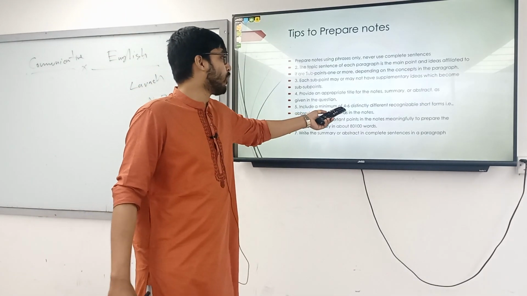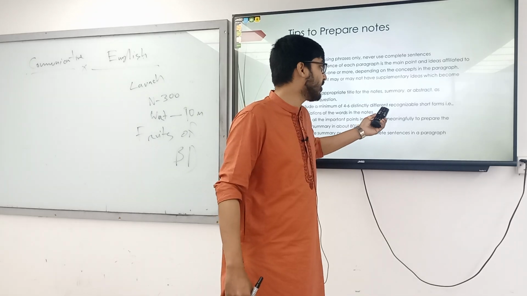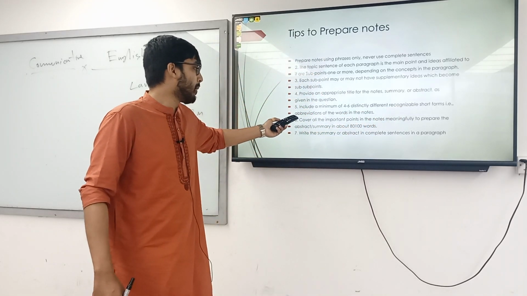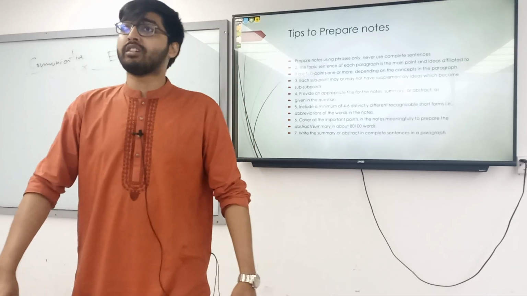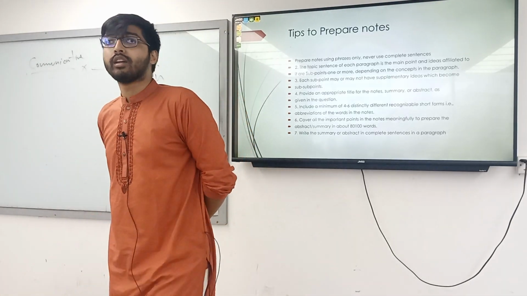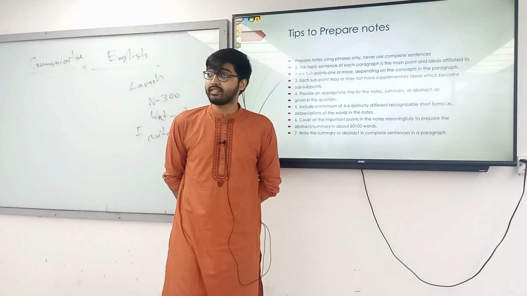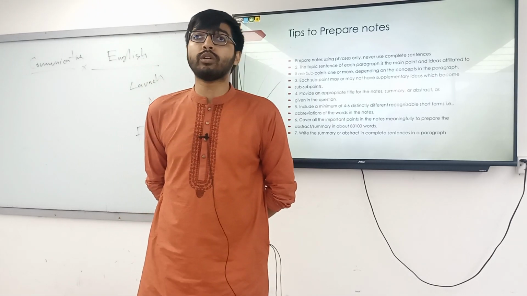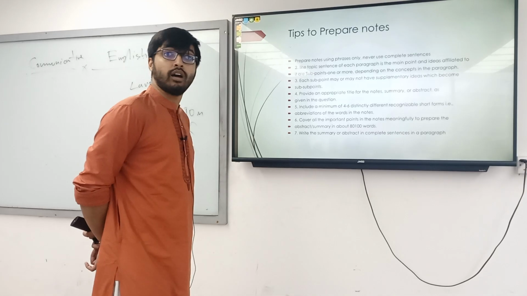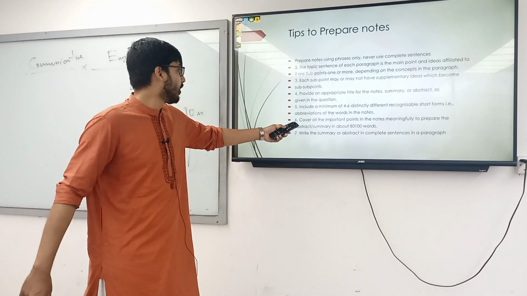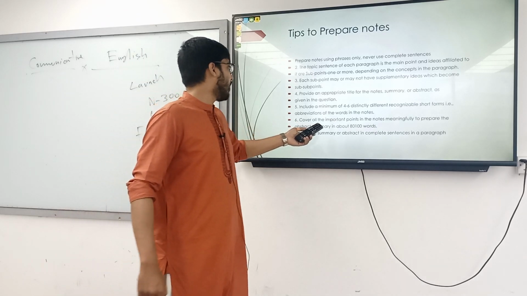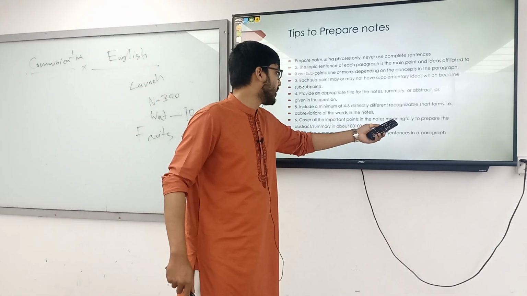Okay, so include minimum 4 or 5 distinctively different recognizable short forms. For example, abbreviations of the words in the notes. Abbreviations: United Kingdom, UK; United States of America, USA. Yes, laughing out loud. Wow. Okay, so number 6, cover all the important points in the notes meaningfully.